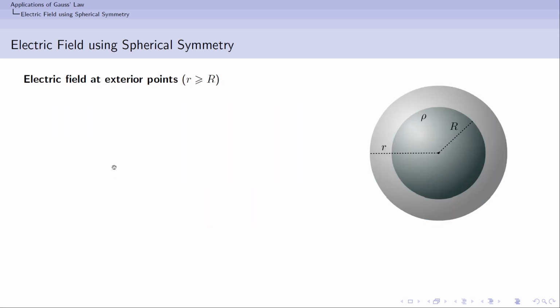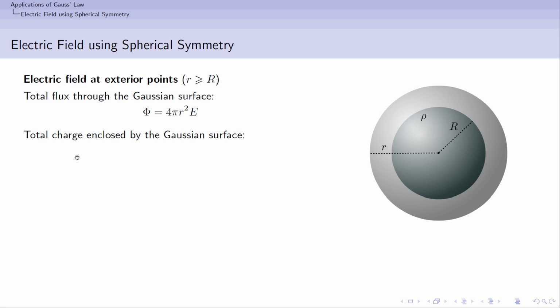Okay, so now let's see the field at the exterior points, that is r greater than or equal to capital R. So for exterior points, we want to find out the field. The total flux for the Gaussian surface, we already know, is 4 pi r square E. This 4 pi r square comes from the spherical symmetry, and E is a constant, so it comes outside the integral. That's why we have 4 pi r square E, as we saw some time back. And the total flux will simply be Q enclosed.